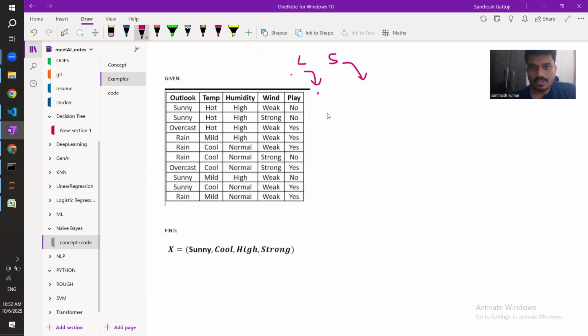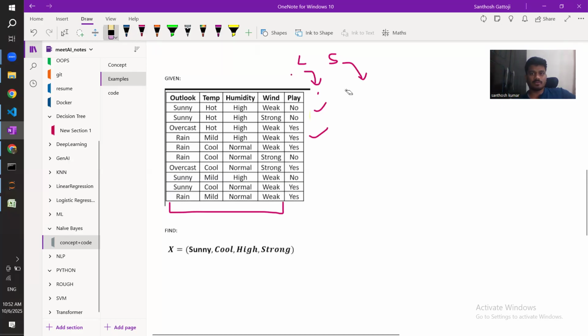As a recap, given any new input, we calculate the probability of this given yes, the probability of this given no, and the probability of yes. Whichever has the highest probability, the input belongs to that class.